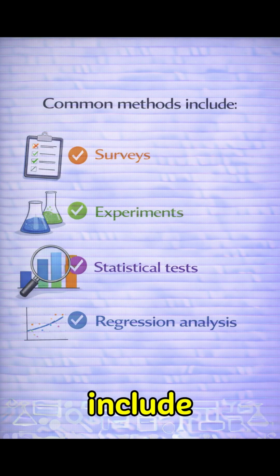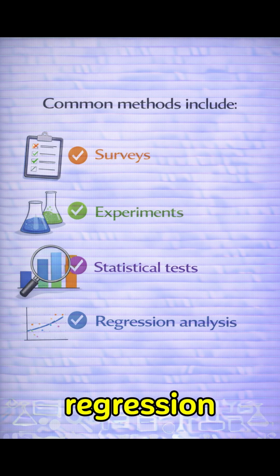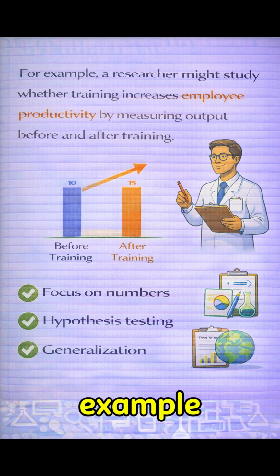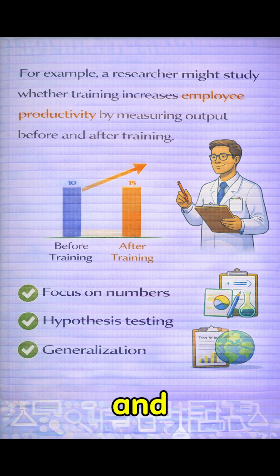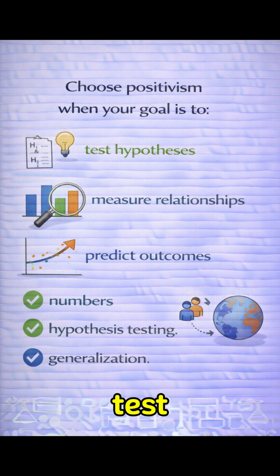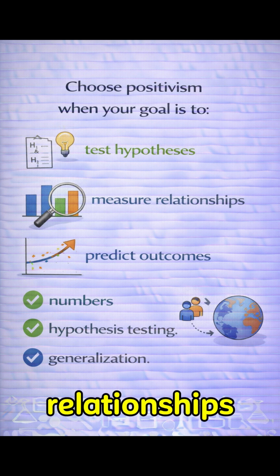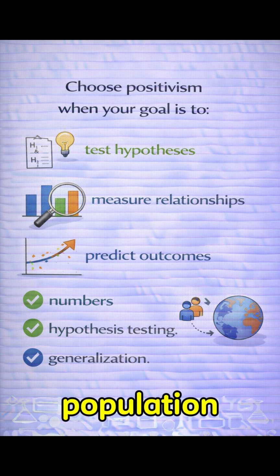Common methods include surveys, experiments, statistical tests, and regression analysis. For example, a researcher might study whether training increases employee productivity by measuring output before and after training. The focus is on numbers, hypothesis testing, and generalization. Choose positivism when your goal is to test hypotheses, measure relationships, predict outcomes, or generalize results to a larger population.